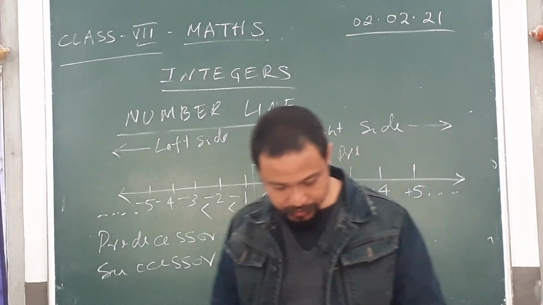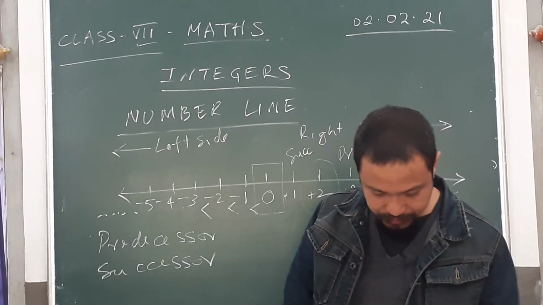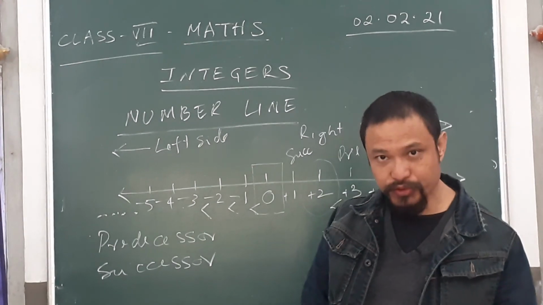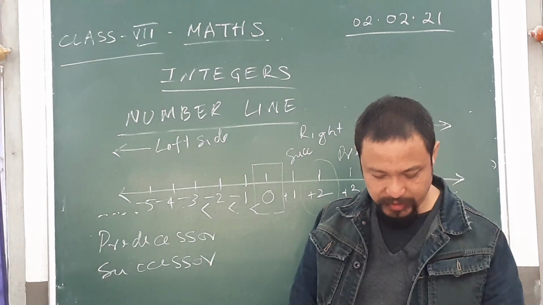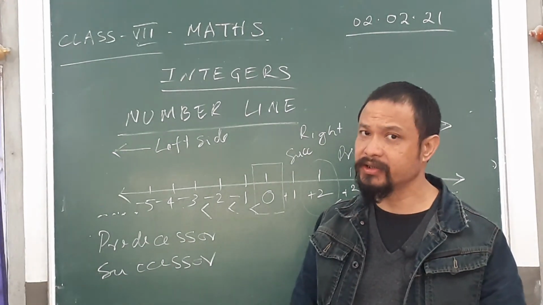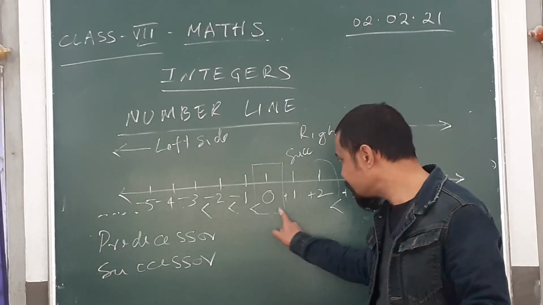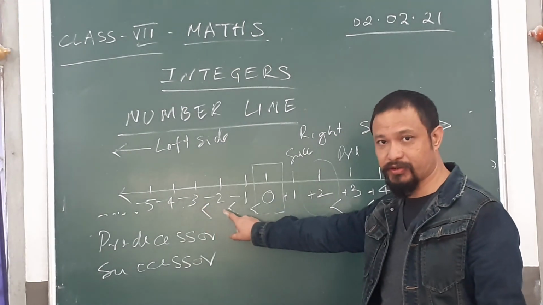So, thank you so much, children. We'll continue with this later. This was just an introduction. Just go through what I've said, especially the predecessor and the successor, and please understand the concept of negative numbers also. Thank you.